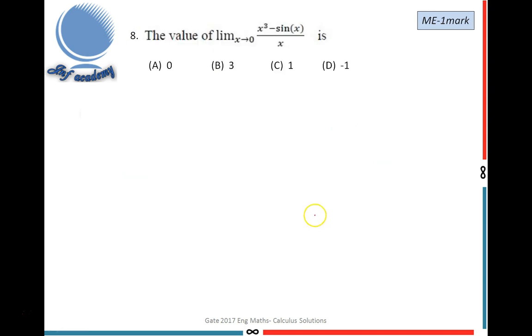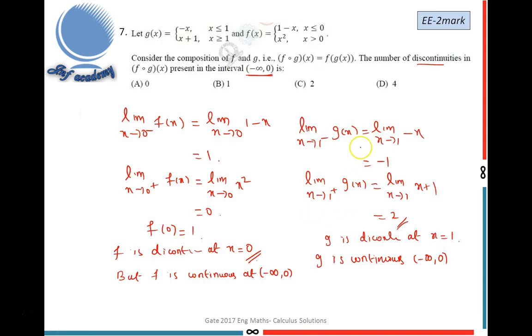That theorem says if g is continuous on a and f is continuous on g of a, then the composite function f composite g of x is continuous at a. Here g is continuous on minus infinity comma 0 and f is also continuous on minus infinity comma 0. Therefore f composite g of x is also continuous on minus infinity comma 0.